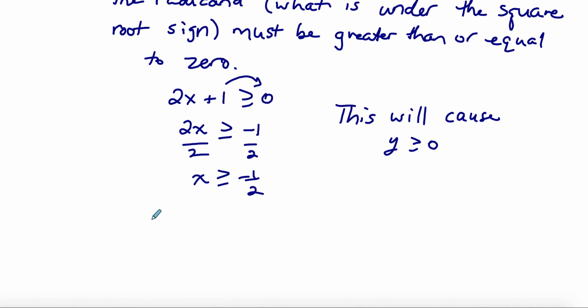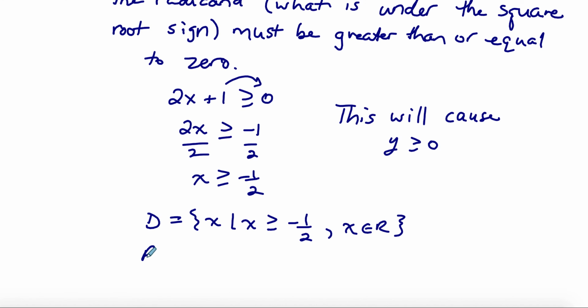So our domain is going to be the set of x such that x is anything greater than or equal to -1/2. It has to be that so that we're able to find the square root. And the range, we know, is always going to be 0 or greater.